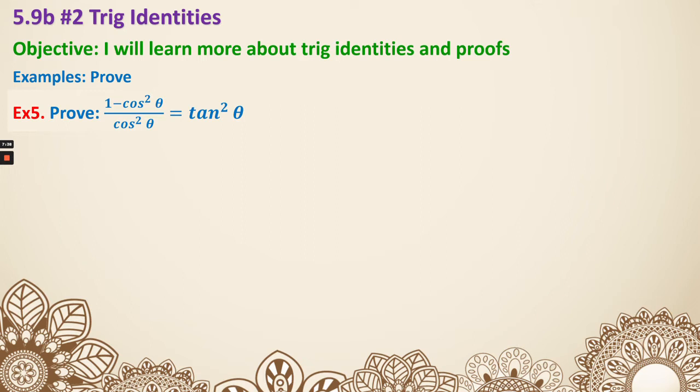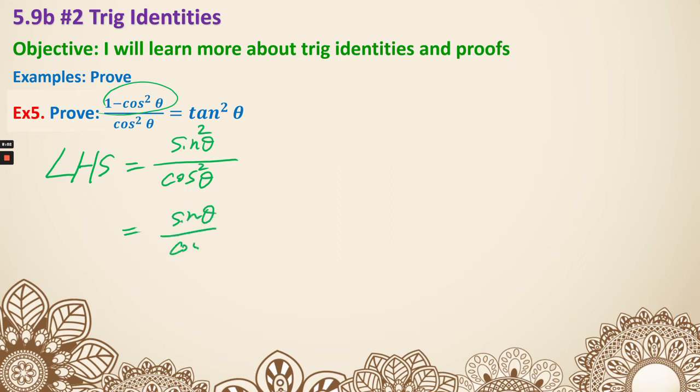Example 5. Left-hand side looks a bit more complicated, so let's start with that. Left-hand side equals 1 minus cosine squared. Now you really do need to notice that. That is sine squared over cosine squared. Well, sine squared over cosine squared is basically the step you don't have to write, but I'm just going to show you, to be clear, it is the same as sine over cosine, then squared. That is tangent squared, which is my right-hand side. So we're done with example 5.